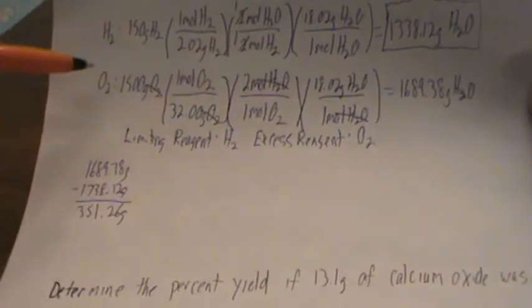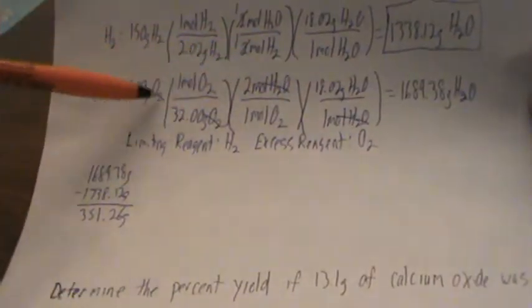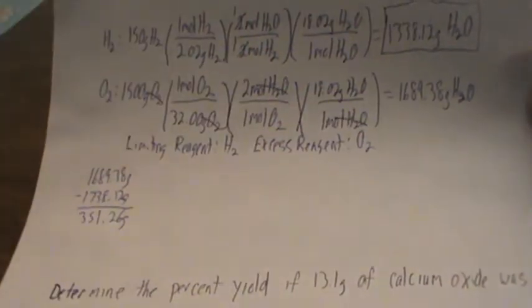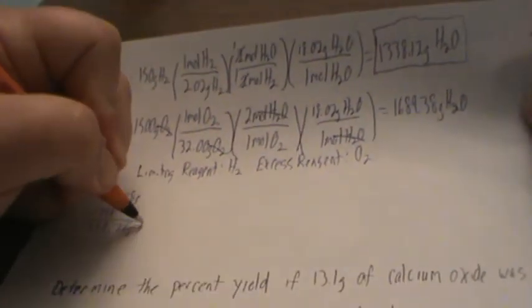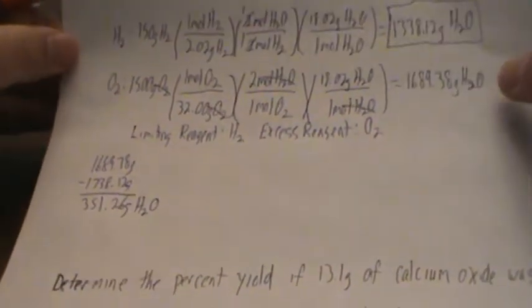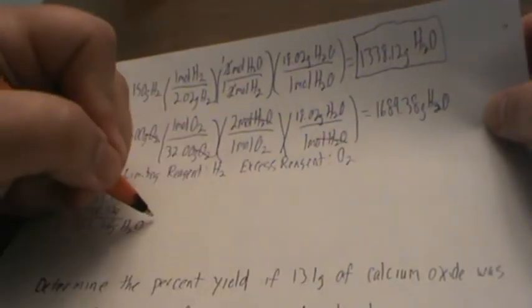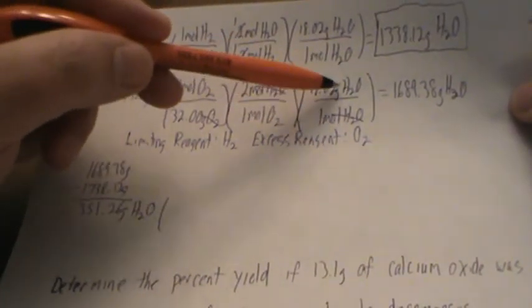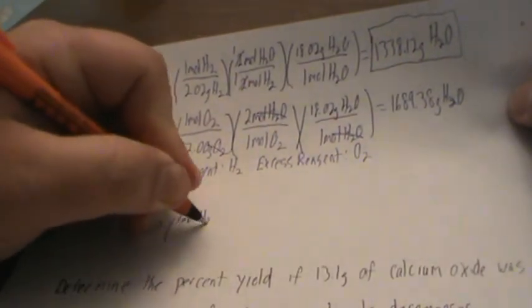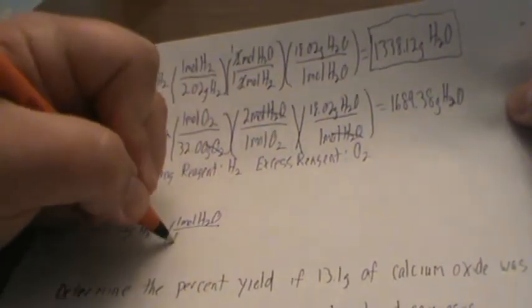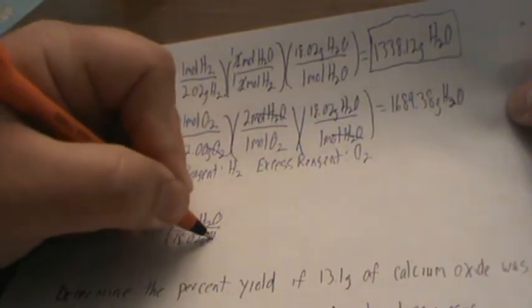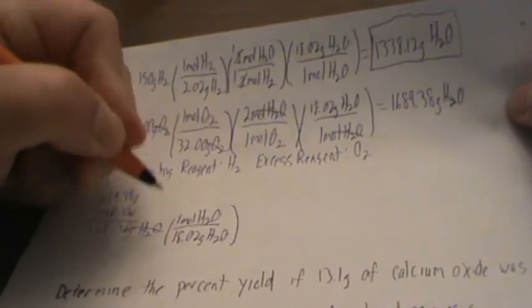And the way that we're going to figure out how much of our excess remains is we're going to take our stoichiometry formula and flip it upside down. So what we are doing is making water our known and oxygen our unknown. This is our ratio that we ended up with, so we're going to start with it, but flipped upside down. We're going to go to moles of water: 1 mole of H2O over 18.02 grams H2O. So grams of water get canceled out.